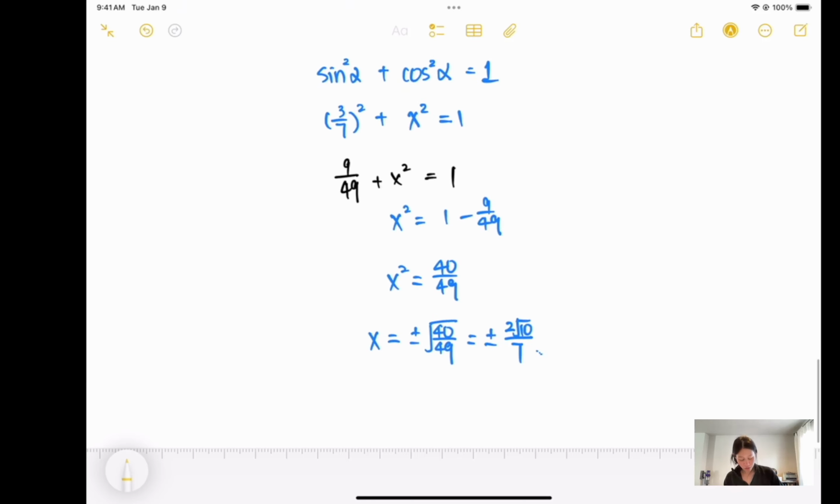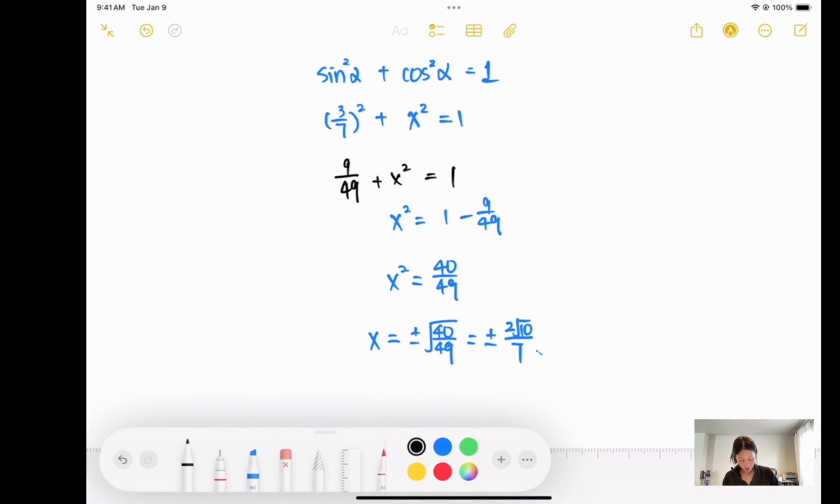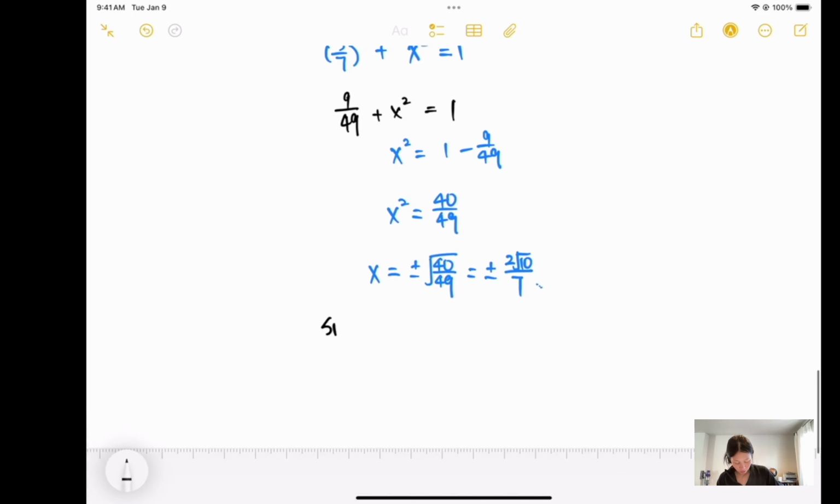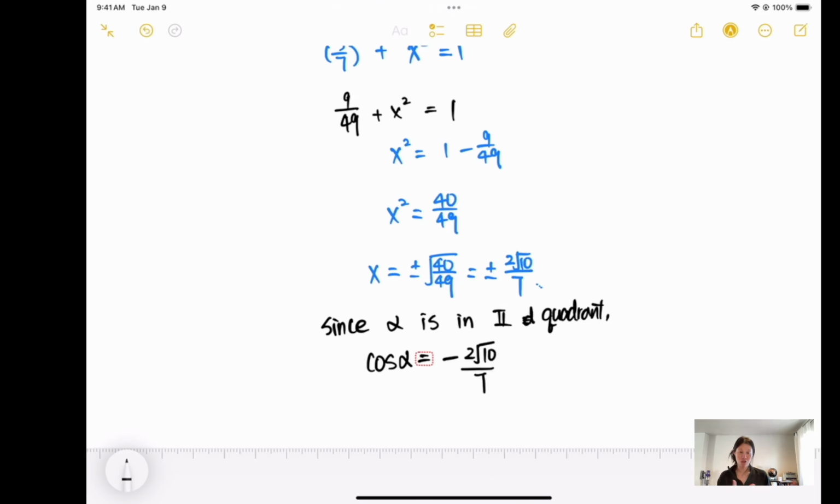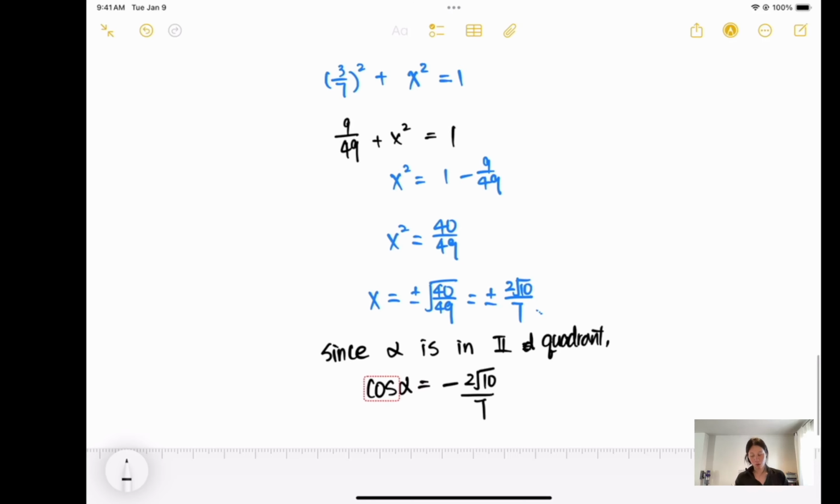So our cosine alpha is in the second quadrant. I should say since alpha is in the second quadrant, cosine alpha should be equal to x, the x coordinate, which is negative. So that means cosine alpha is equal to negative 2 times square root of 10 over 7. So we drop the positive solution. We just keep the negative one because alpha is in the second quadrant.